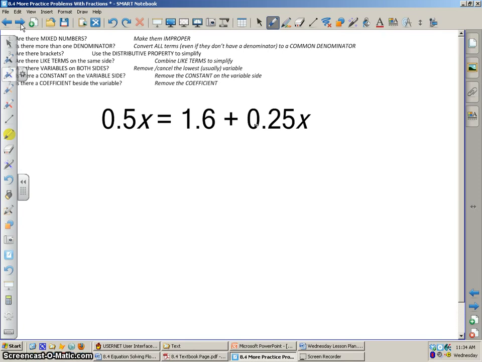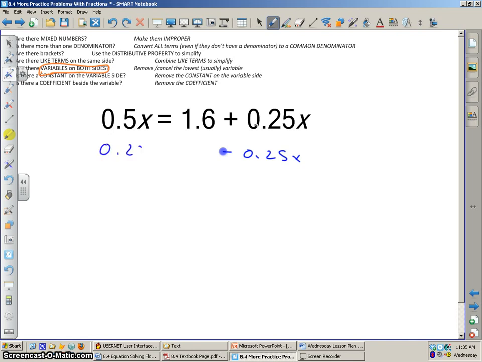Okay, another one. Now this one looks a little bit different. We've got no mixed numbers, no denominators. I don't see any brackets, so there's 1, 2, 3 gone. Like terms on both sides, nothing there for like terms. So I could jump right to step 5, where I do see variables on both sides. I've got a variable here and a variable here. We usually pick the lowest one. Well, let's try that in this case. We'll pick the lowest one, which would be that 0.25. And I'm going to get rid of that with a negative 0.25.